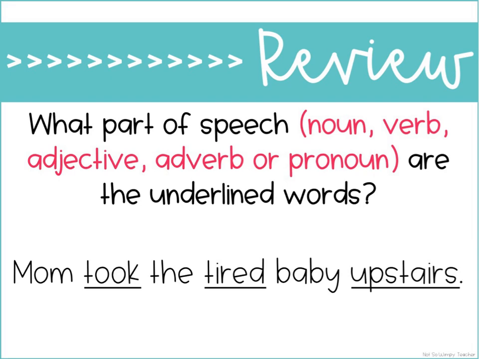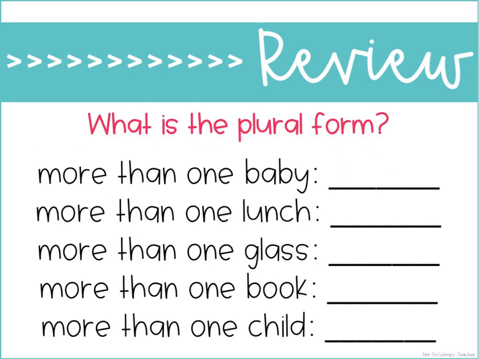What part of speech, noun, verb, adjective, adverb, or pronoun are the underlined words? Mom took the tired baby upstairs. Took. What is that? Mom took. That's right, it's a verb. The tired baby. Let's take a look at it. Tired is describing baby, and baby is a noun, so words that describe nouns are adjectives. Mom took the tired baby upstairs. What's upstairs? It's a place, so it has to be a noun. Good job.